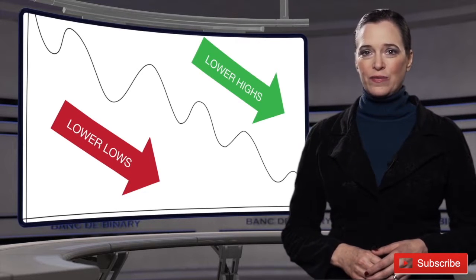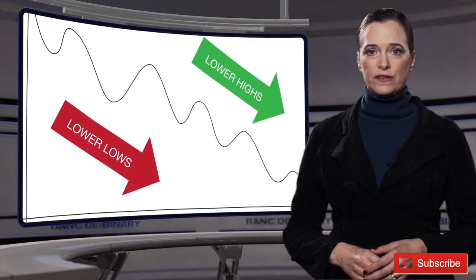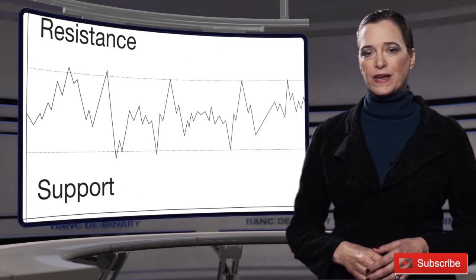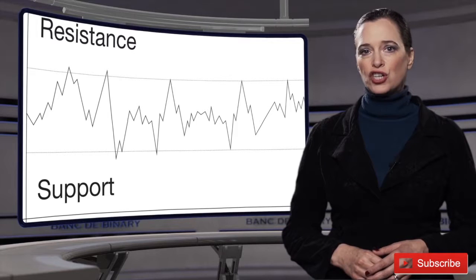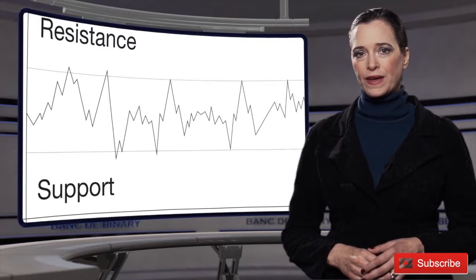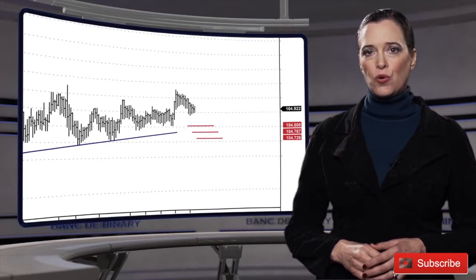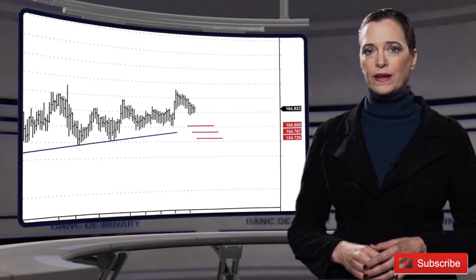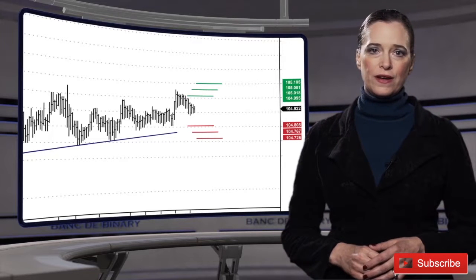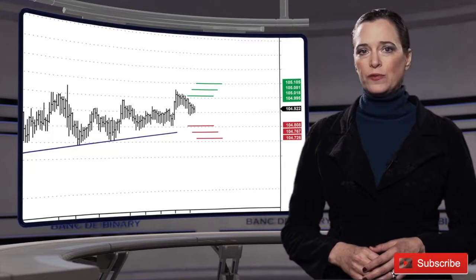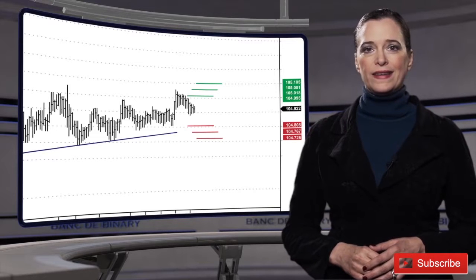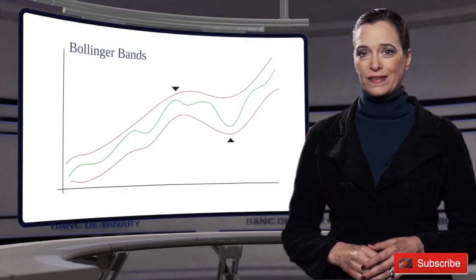That evidence can sometimes be found in areas of traditional support and resistance. Support levels are areas on a chart where the price has bounced back after a decline, shown here in red. And resistance levels show when a price has reversed following an increase, displayed here in green. Once we understand where areas of possible support and resistance lie, it's time to take a look at Bollinger Bands.